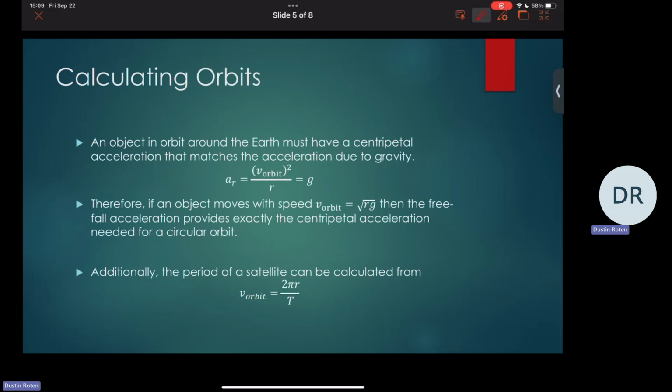So an object in orbit around the Earth must have a centripetal acceleration that matches the acceleration due to gravity. Well, we can set that up. We know how to set up a centripetal acceleration. That's just v squared over r. The trick here is it has to match g. Okay. Therefore, we can solve for v orbit, because that's the speed needed to actually get into orbit. When we solve this, we literally just simplify this equation, and it turns out v orbit equals the square root of rg. Oh, we've seen that before.